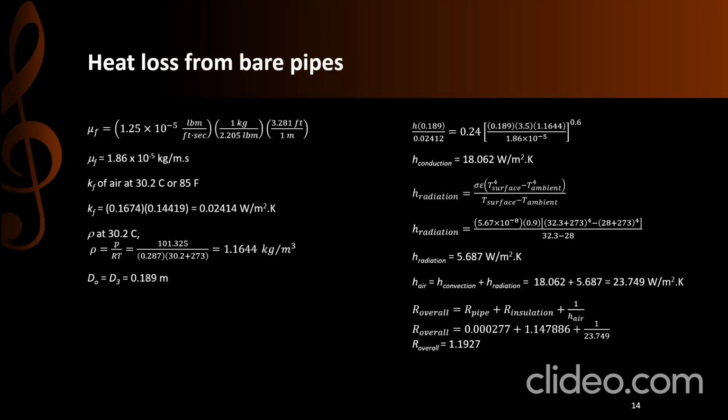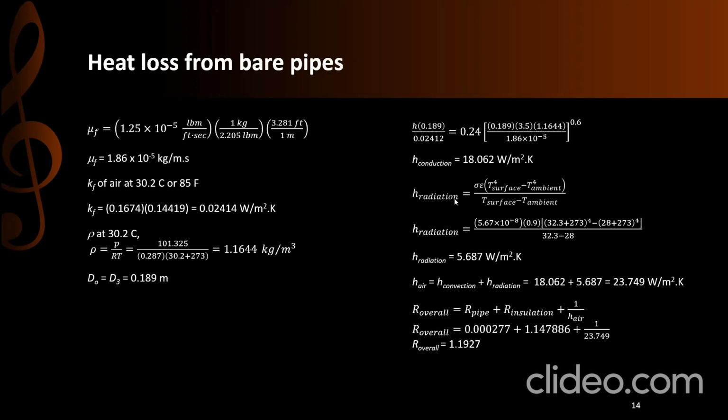So D_o is equal to D_T, 0.189 meter. So h times 0.189 over 0.02414 is 0.24 times 0.189 times 3.5 times 1.163 over 1.86 times 10 negative 5, is 0.6. So h conduction is 18.062 watts per meter squared Kelvin.